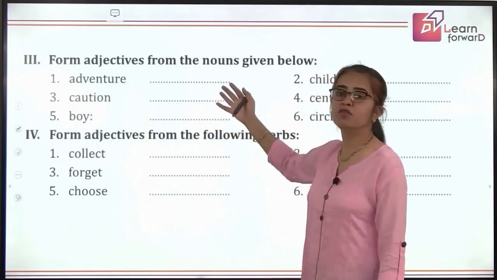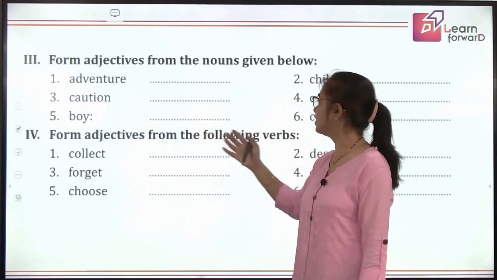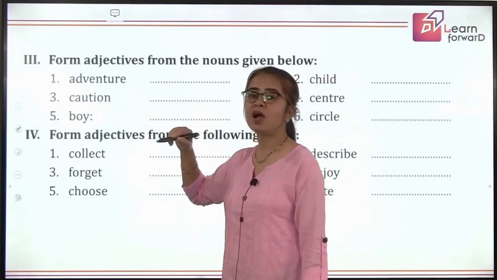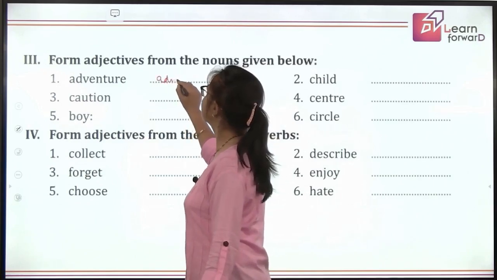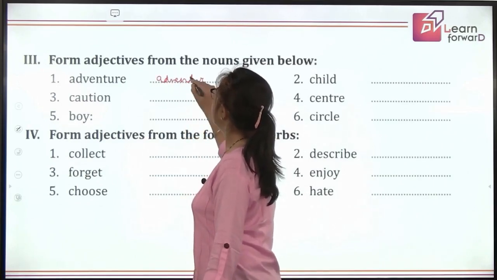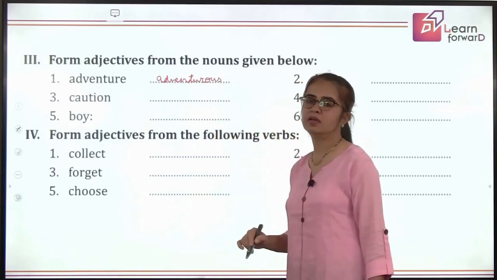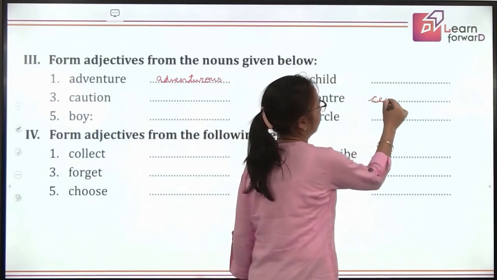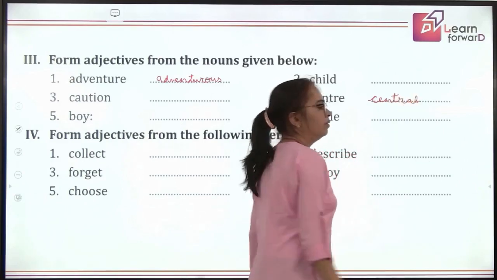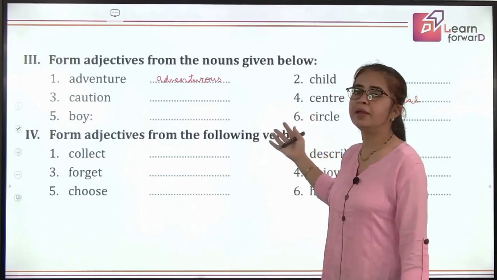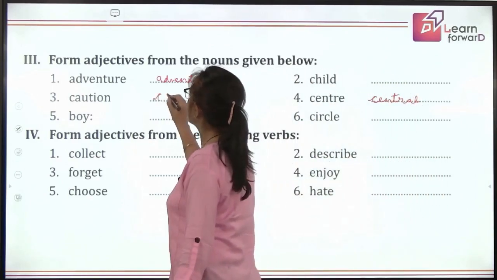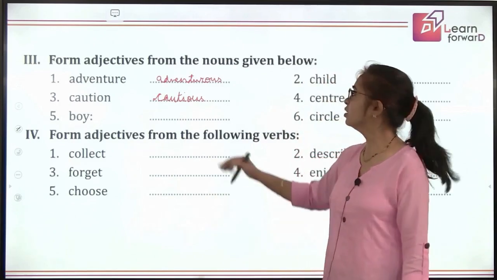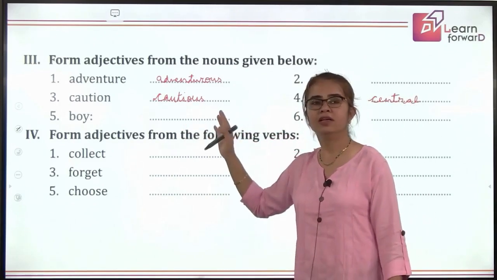So you have an exercise here, form adjectives from the nouns given below and form adjectives from the given verb. So can we do this? Okay, let's do one or two here. Adventure is a noun. Very good. So you all like adventurous trips, adventurous. E is removed and we add OUS to it, right? Coming to next, let's do center. What will it be? Yes, that gives you central. Right? So you know how to do them. Caution. Okay, caution gives you cautious. Be cautious. Right? So caution gives you cautious. Any other doubt? So the rest three you can do.